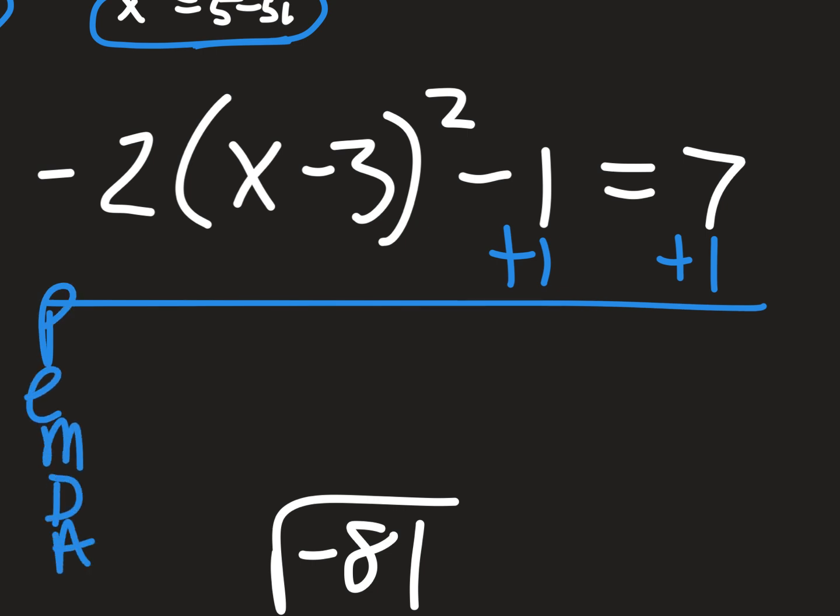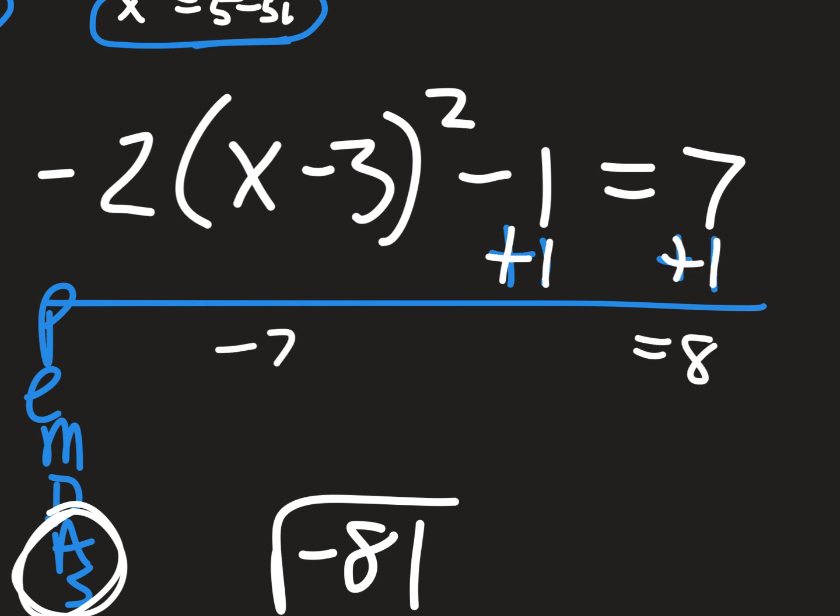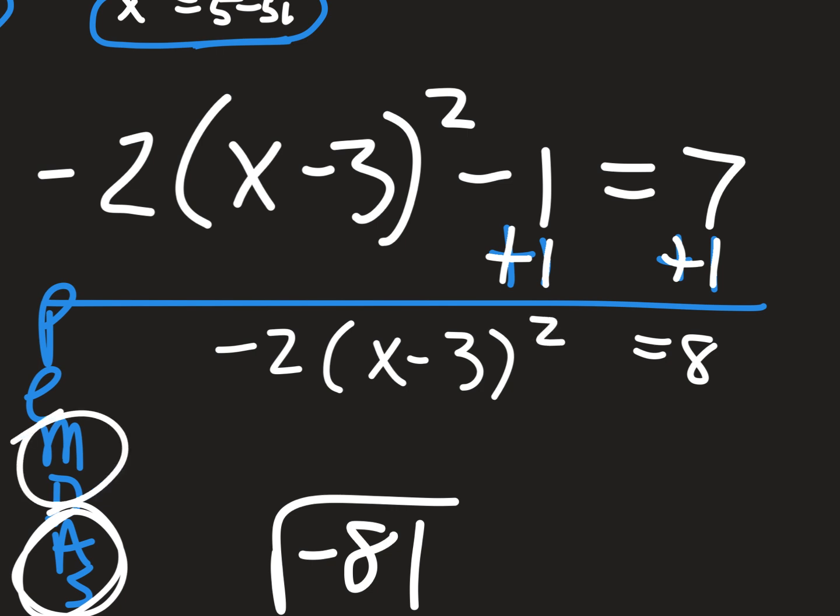When you're solving, you're doing PEMDAS in reverse. You look to see if you can add or subtract anything first. And I can. I can add 1 to both sides. So then I got 8. And I got negative 2 times x minus 3 quantity squared. Then I look to see if I can multiply and divide anything on both sides. And I can. I can divide by negative 2 on both sides.